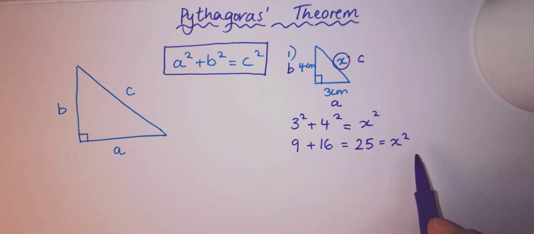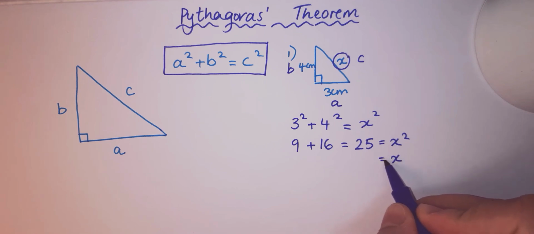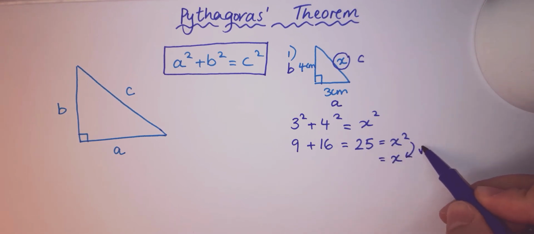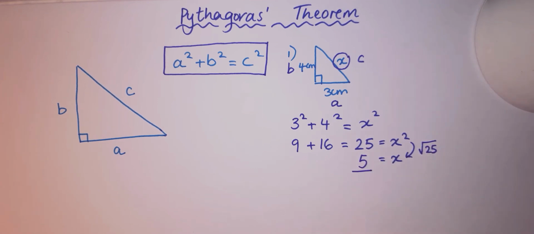But what we want is just x on its own. So you write it like that. So all we've got to do from here to here is square root 25. So that means that x is 5 centimeters. So that is the first example of how we would use this formula in an exam question.